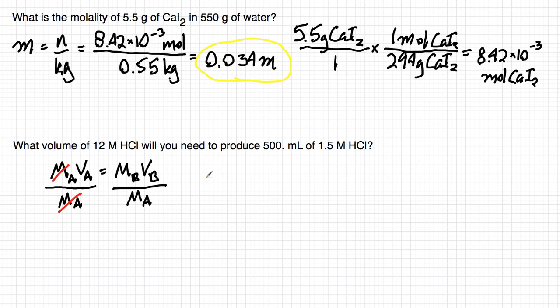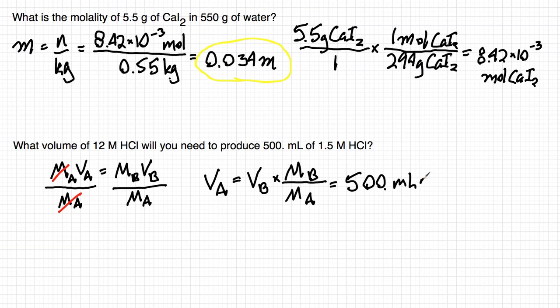And what I get is the volume that I need to start with is going to be equal to the volume that I want to end with times the ratio between the ending concentration and the starting concentration. So let's just go ahead and plug in our numbers. So we are ending with 500 milliliters. Now you may be wondering why I'm not converting that to liters.